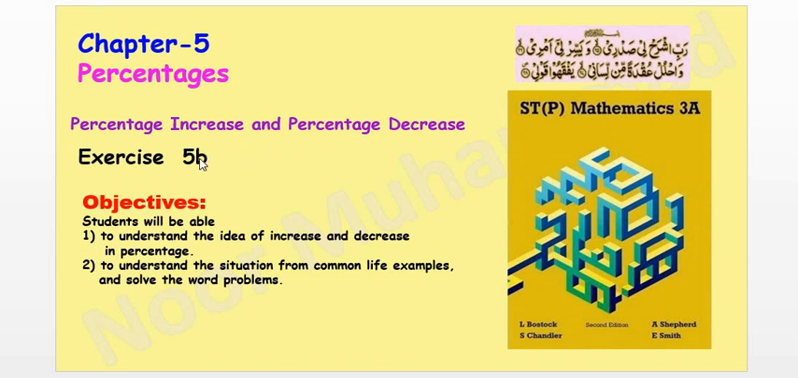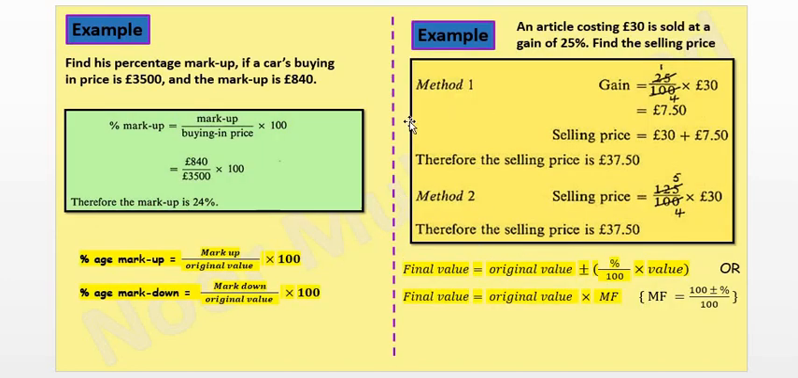Bismillahirrahmanirrahim. Exercise 5B. Percentage increase and percentage decrease. Your main objective will be to understand the idea of percentage increase and decrease, and if you have any word problems of this type, how you can solve them. Okay, so let's start first of all with the help of these two examples.